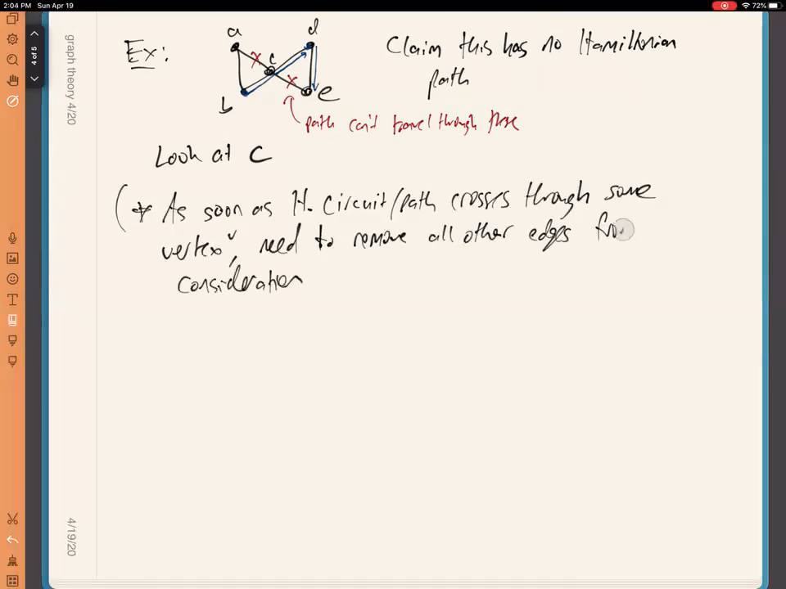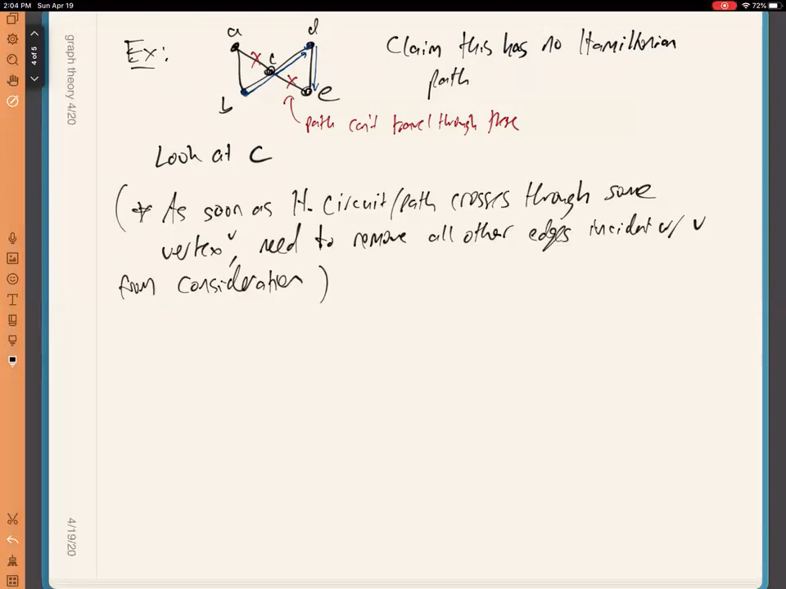When I say all other edges, I mean all other edges incident with V that were not already used. There are going to be two that were already crossed when the path crosses through V. There may be some other number of edges that connect from V to other vertices, but the path can't travel through those because then it would have to cross through V more than once. Okay, and so this is the basic analysis you can do to at least detect if a graph is not Hamiltonian.